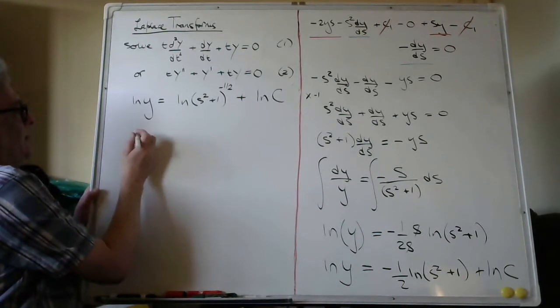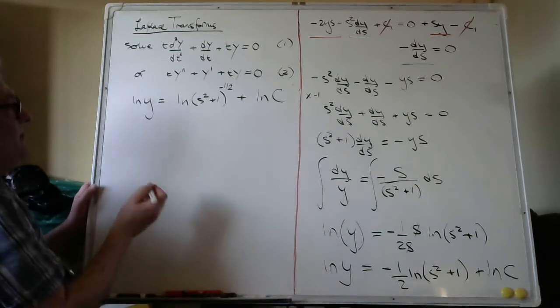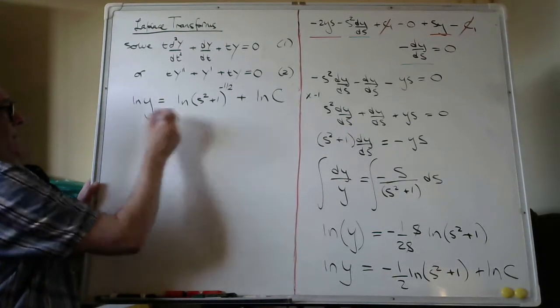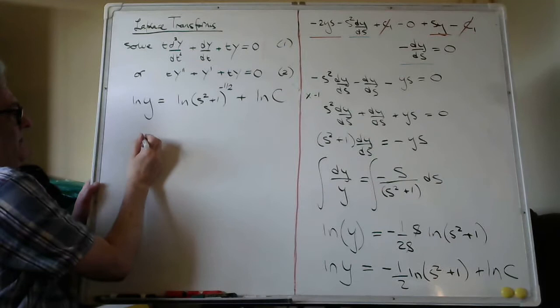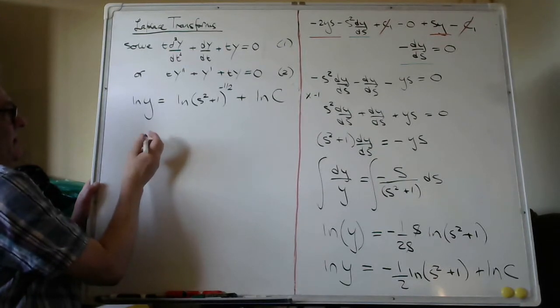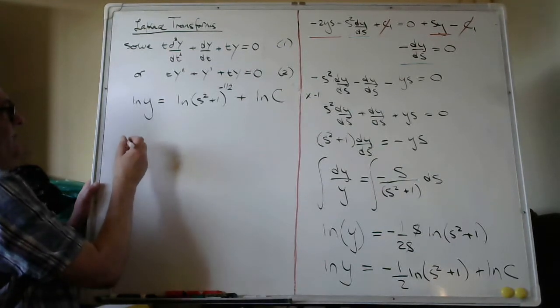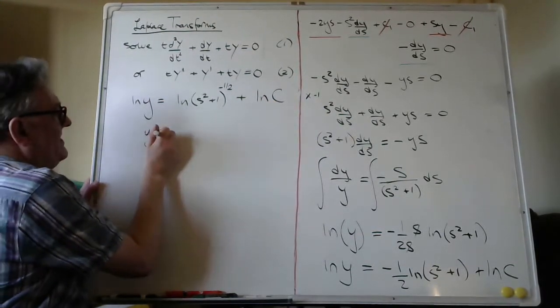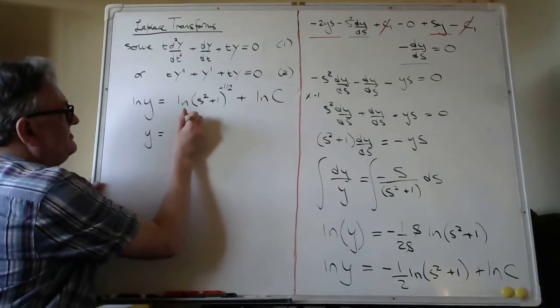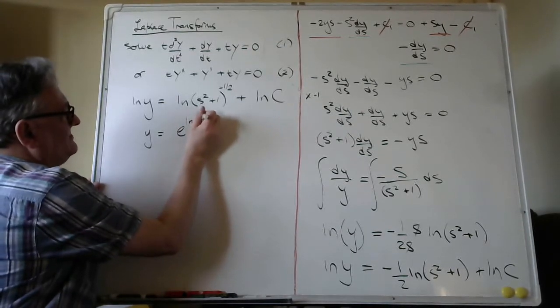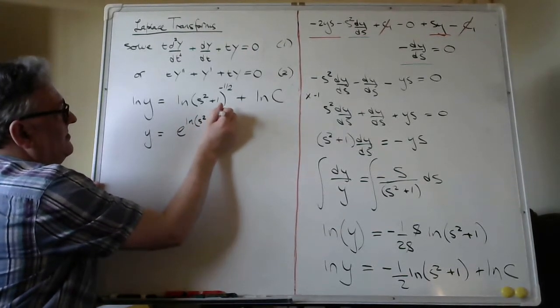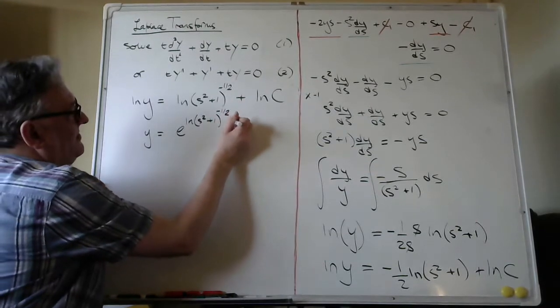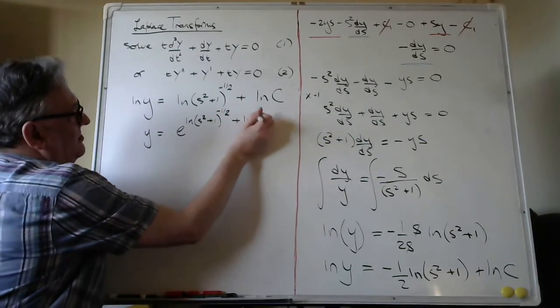If you take anti-logarithms of both sides, so if you take the exponential of both sides, you get y equals e to the log of (s squared plus 1) to the minus a half, plus log of c.